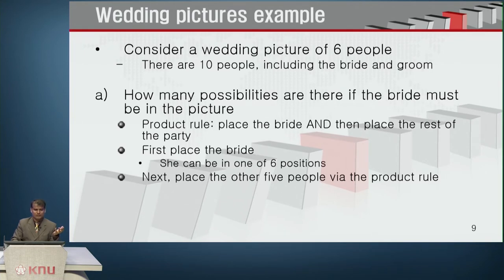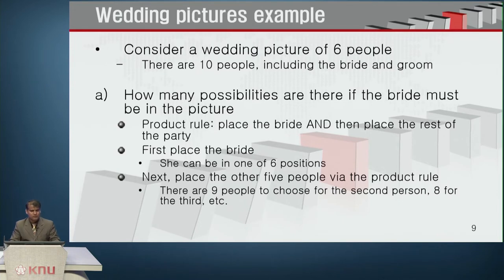You can do this math like this: first you place the bride, and she can be in any of the 6 positions in the picture. Next you are going to place the 5 people by means of the product rule. There are 9 people to choose from for the second person, and 8 people for the third person, and 7 people from which you pick the next person, and so on. So you can see how the product rule is being applied here. So there are 9 times 8 times 7 times 6 times 5.